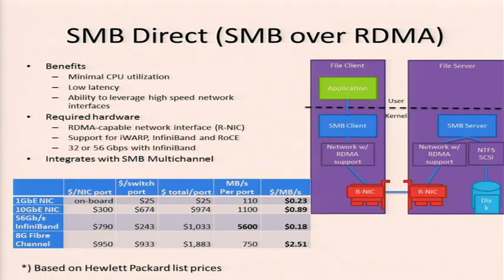And on the bottom is 8 gig Fibre Channel, which is quite a bit more. The cards are similar to the InfiniBand cards. They're a little more, but not a lot more. The switch port is where it gets expensive again, because typically you need to put a $300 GBIC on each end of the fiber, and the Fibre Channel switches as well. So you do the math and it comes to about $2.50 per megabyte per second.